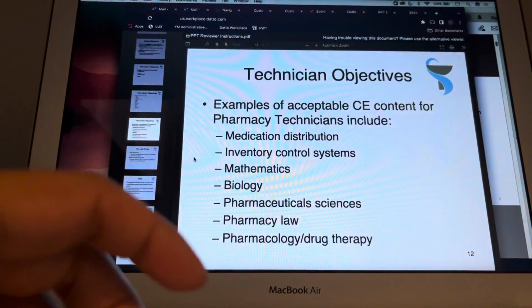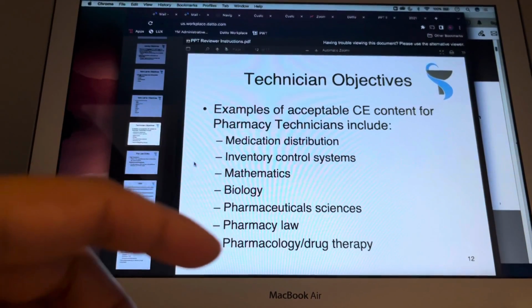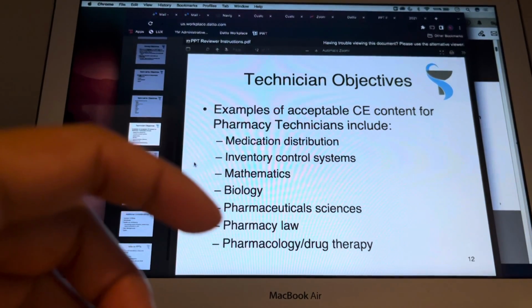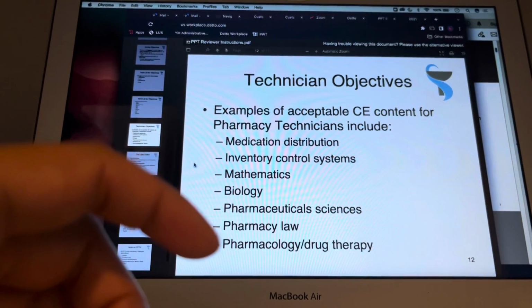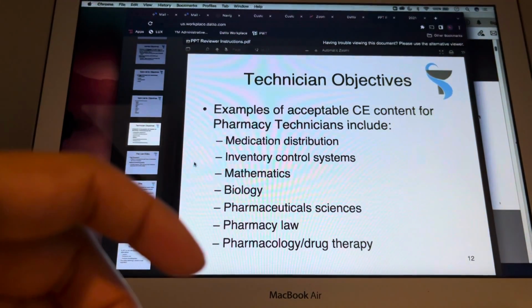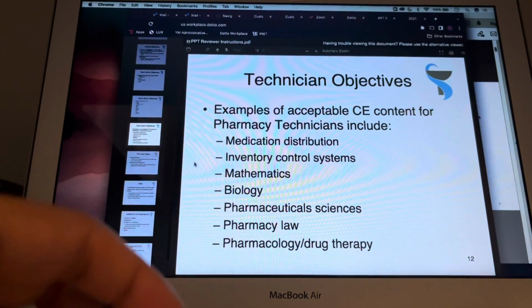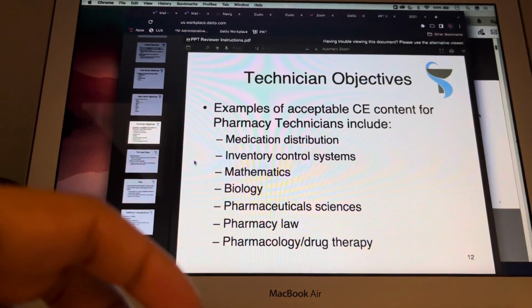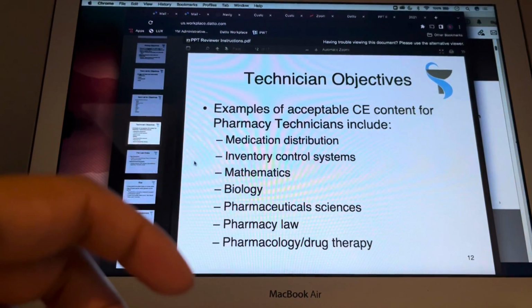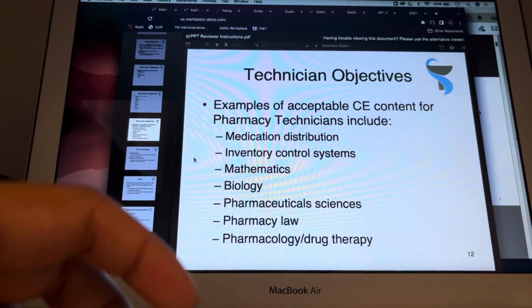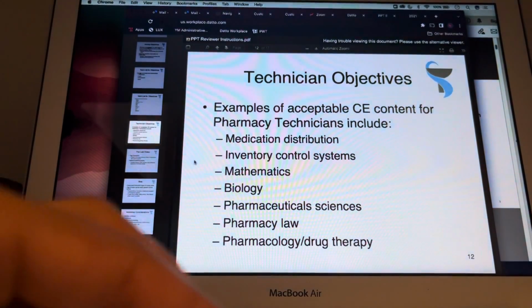Those are more likely for the pharmacist objectives. For pharmacy technician objectives, examples of acceptable CE content for pharmacy technicians must include the following: medication distribution, inventory control systems, mathematics, biology, pharmaceutical sciences, pharmacy law, and pharmacology or drug therapy.